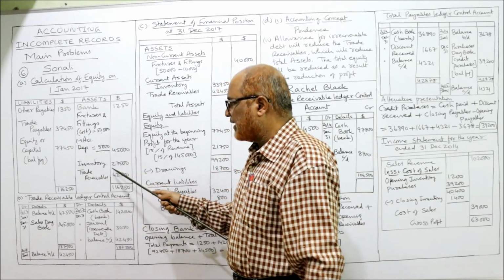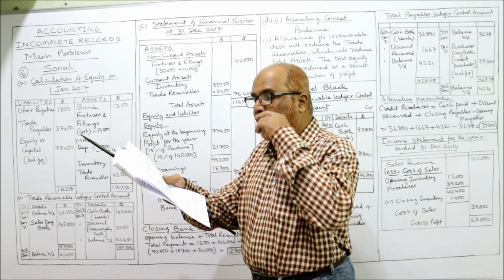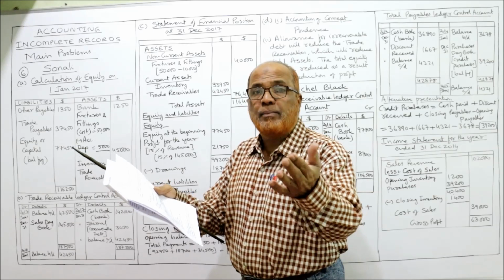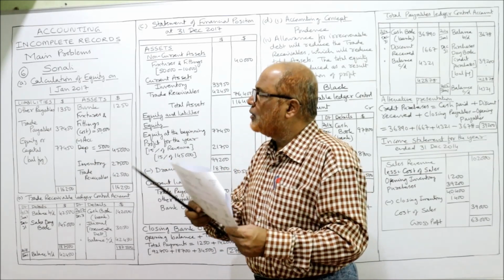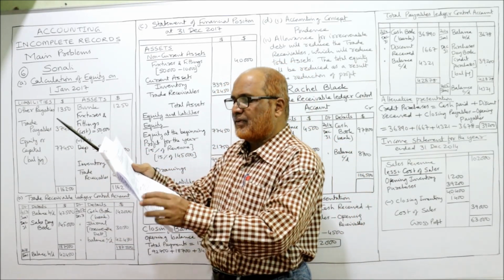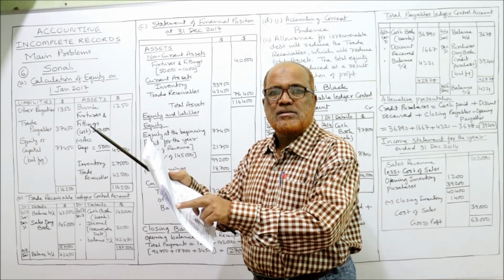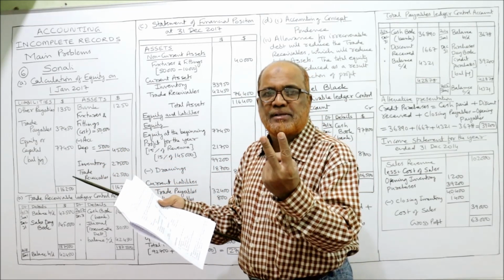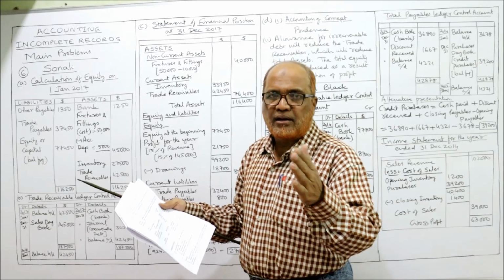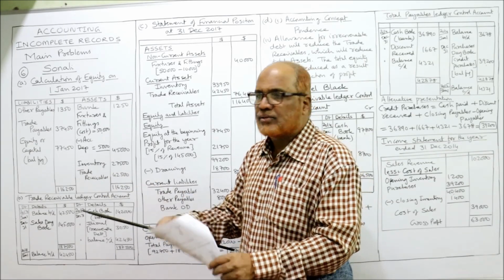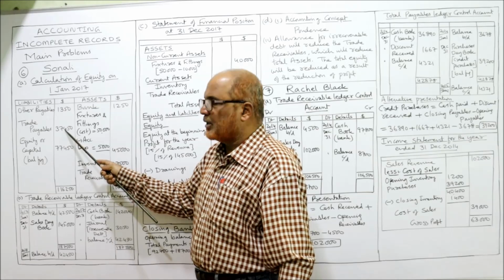Beginning of the year 27,500. Then other payables. Payable means liability. So other payables 1,350. Then trade payables. This is also a liability. Two payables are there, other payable and trade payable. Both are liabilities.